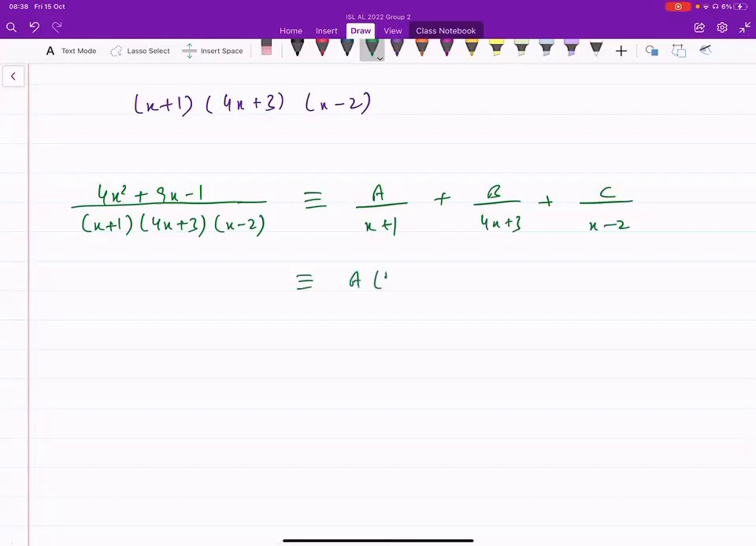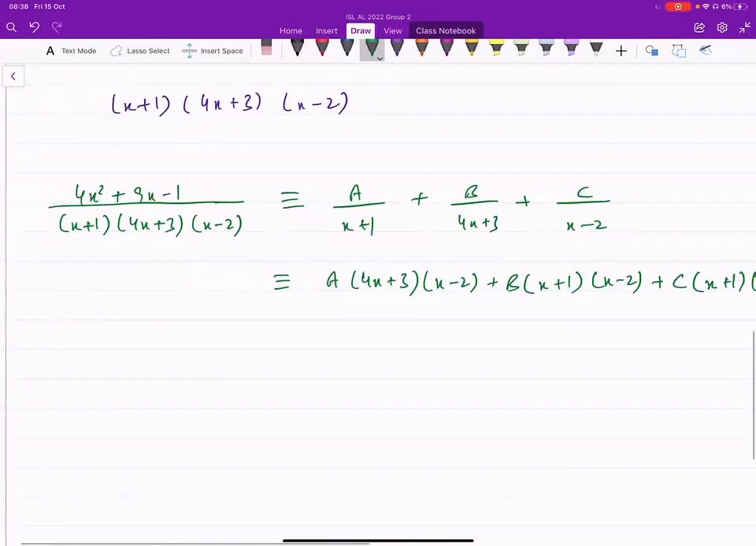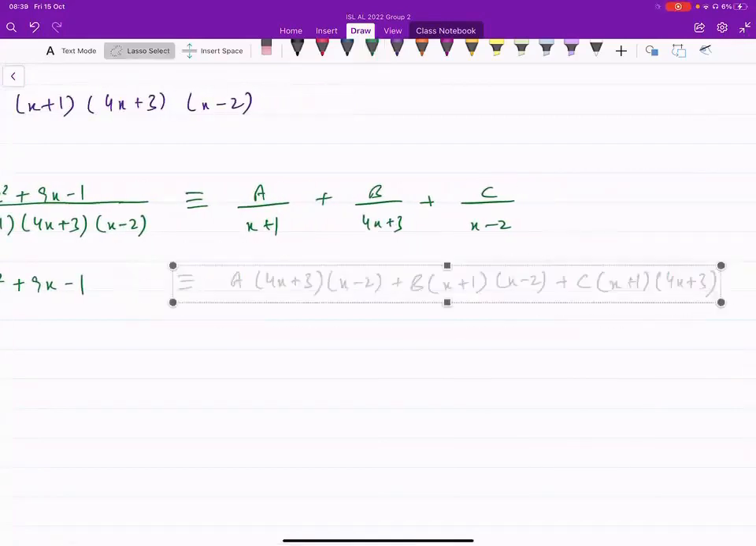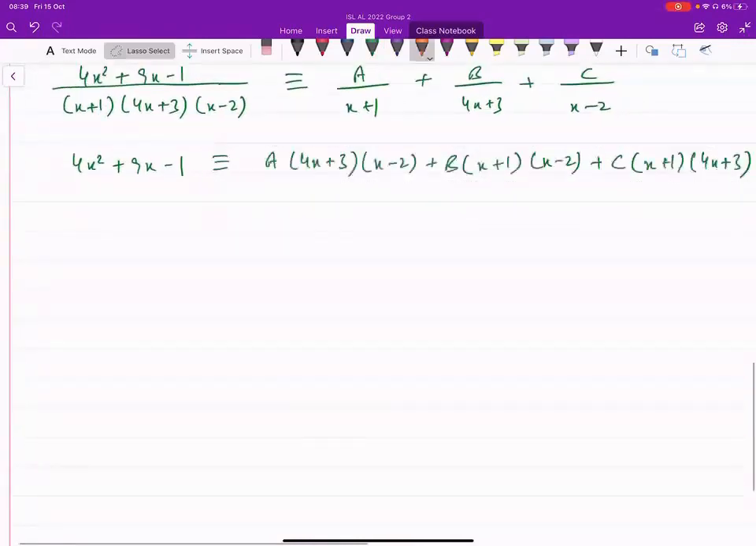We get a into 4x plus 3 into x minus 2 plus b into x plus 1 into x minus 2 plus c into x plus 1 into 4x plus 3. Okay, on the other side, we've got 4x square plus 9x minus 1. अब इसमें आप values input कर दें one by one. So first you input x equals 2. X equals 2 input करते हैं. So देखते हैं क्या होता है.